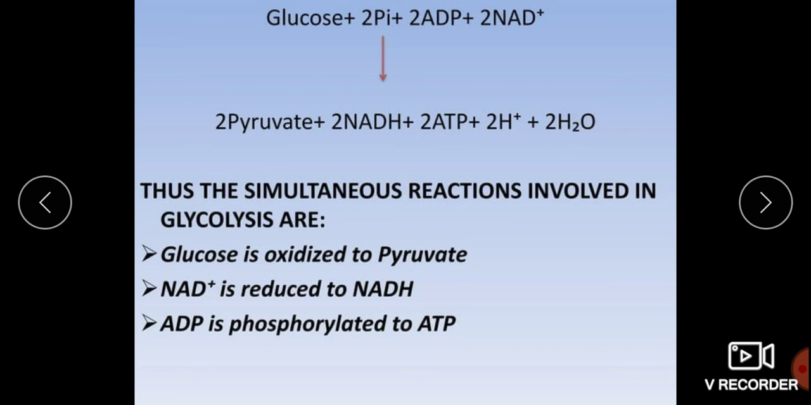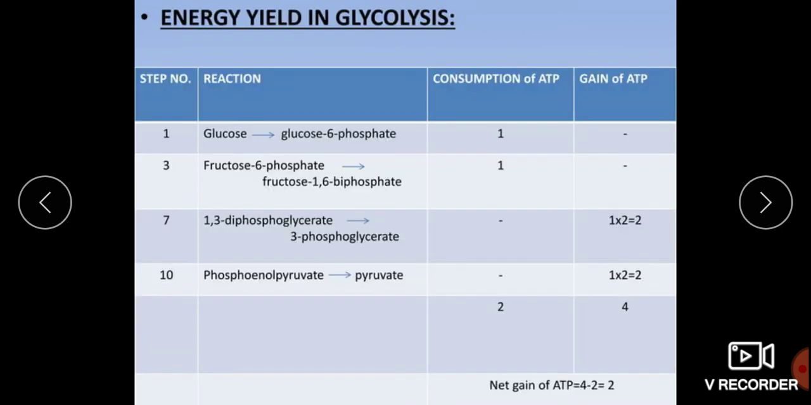Thus, the simultaneous reactions involved in glycolysis are: it is not only an ATP generation process, it also leads to formation of reducing power in the form of NADH. Here, the glucose is oxidized to pyruvic acid. NAD is reduced to NADH. That means it leads to formation of reducing power. ADP is phosphorylated to ATP, which releases a water molecule.